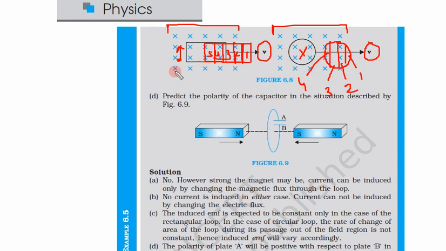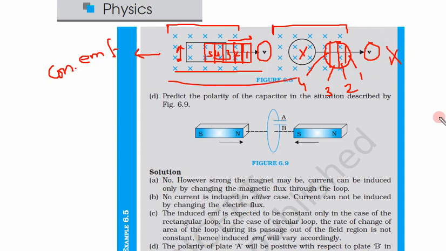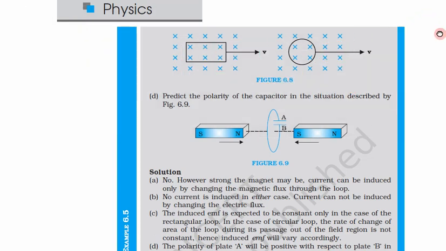So in the rectangular loop, since its width is constant, the area will remain the same once it is getting out. So the change in flux per unit time will remain the same. Hence we are getting a constant EMF in the case of our rectangular loop and not a constant EMF in the case of our circular loop, because every second its area is also changing.